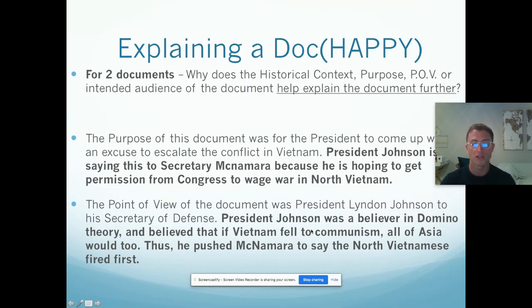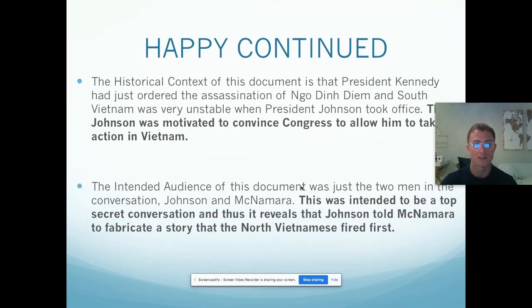President Johnson was a believer in domino theory and believed that if Vietnam fell to communism, all of Asia would too. Thus, he pushed McNamara to say the North Vietnamese fired first. There's the why there in bold. The historical context of this document is that President Kennedy had just ordered the assassination of Ngo Dinh Diem, and South Vietnam was very unstable when President Johnson took office. Thus, Johnson was motivated to convince Congress to allow him to take action in Vietnam. There's the why right there.